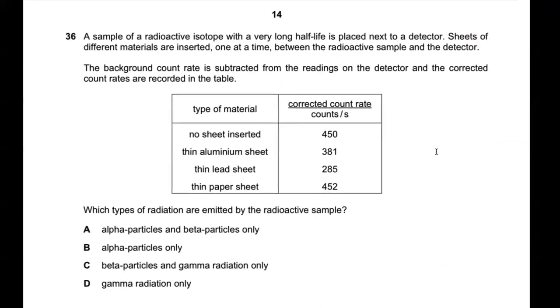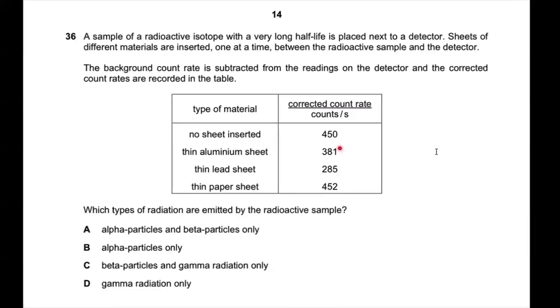A sample of isotope with very long half-life is placed next to a detector. Sheets of different materials are inserted one at a time between the radioactive sample and the detector. Background rate is subtracted from the readings on the detector, and then the corrected count rates are recorded. Which type of radiations are emitted by the sample? So we have no sheet inserted versus a thin aluminum sheet.